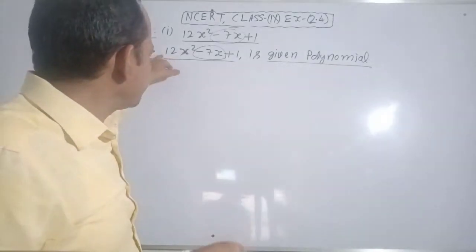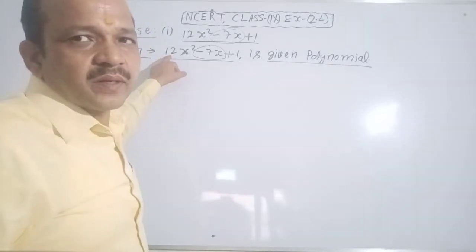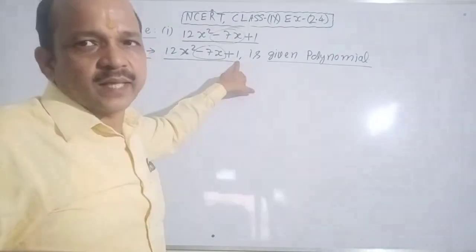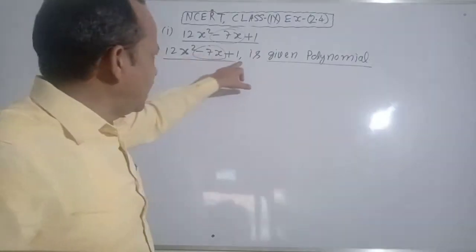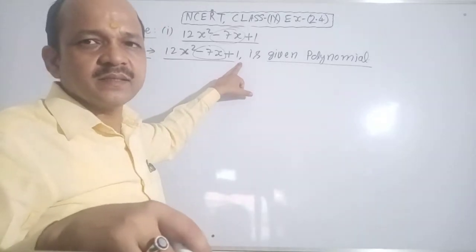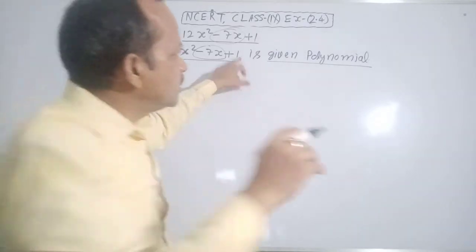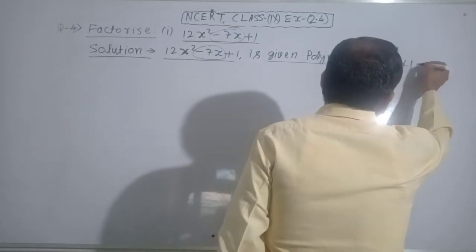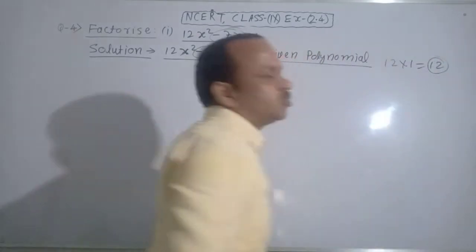Here 12 before x square and here 1. You multiply 12 and 1 and then you factorize it. 12 multiply 1 equal to 12.